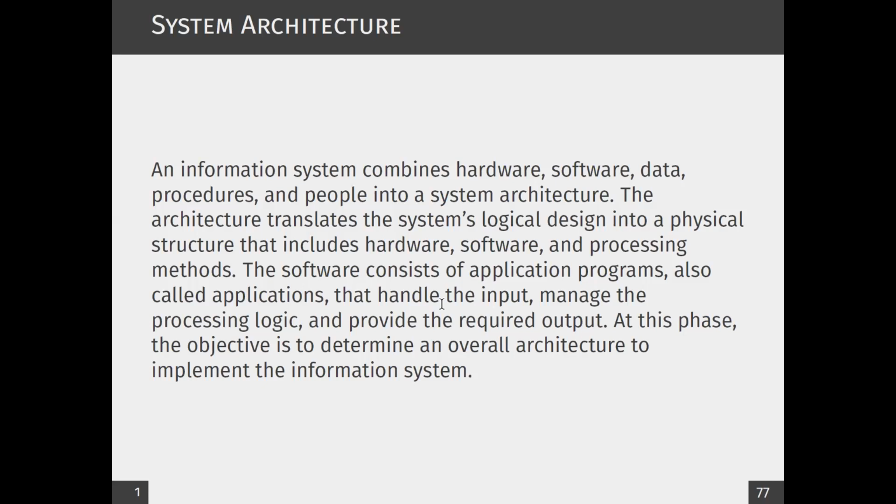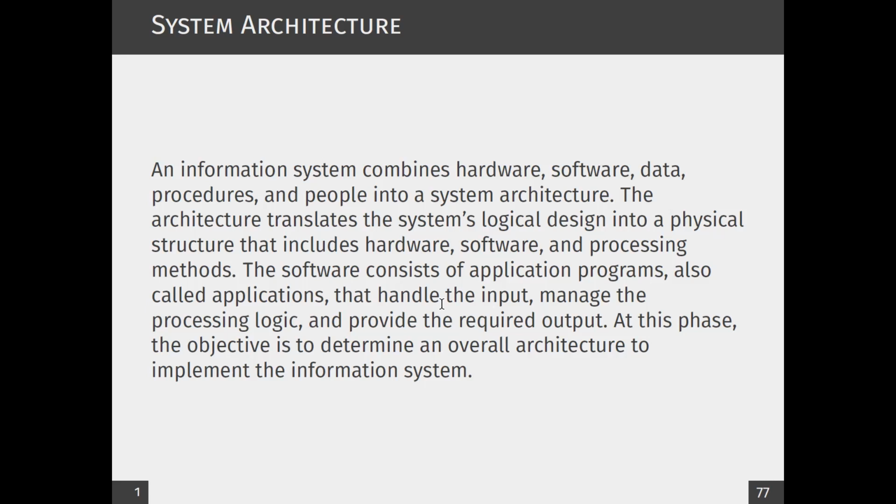Right now, under the system design, we now come to looking at the system architecture. And we know that from the beginning, when you say information system, we have hardware, software, data, procedures and people. So everything comes under the system architecture. Now, once we talk about the architecture, we have the logical design into what we call the physical structure, which includes the implementation. So we have to handle hardware, software, and also all the processing methods.